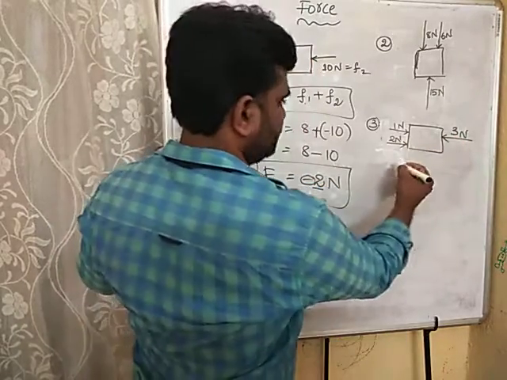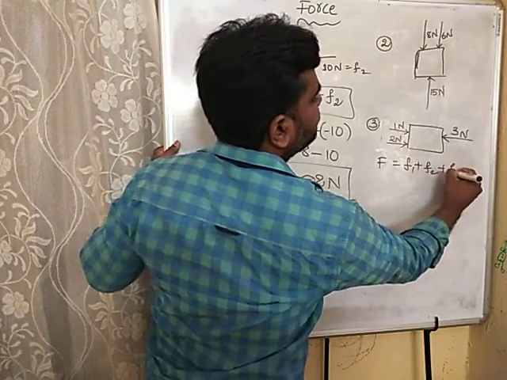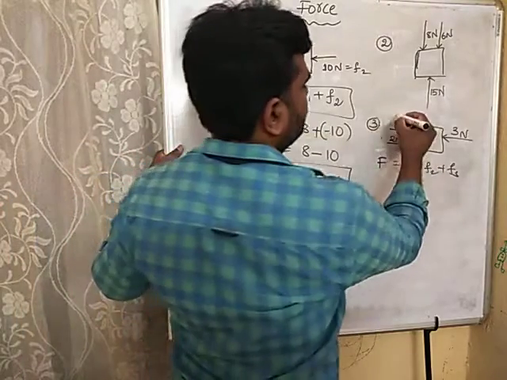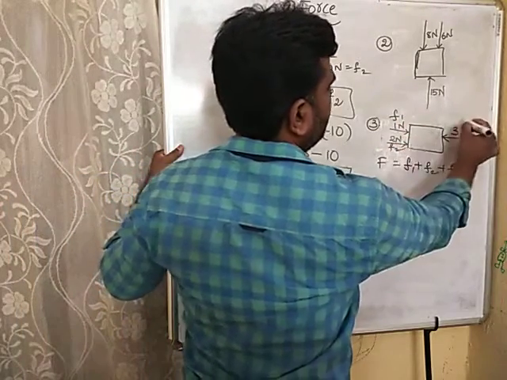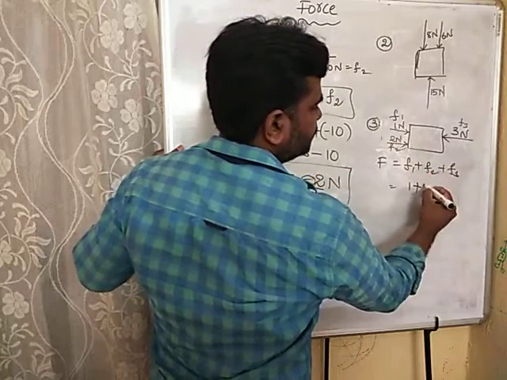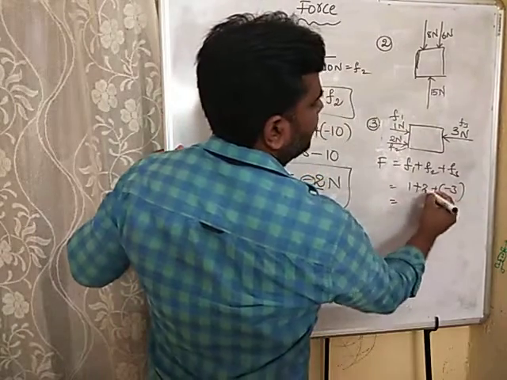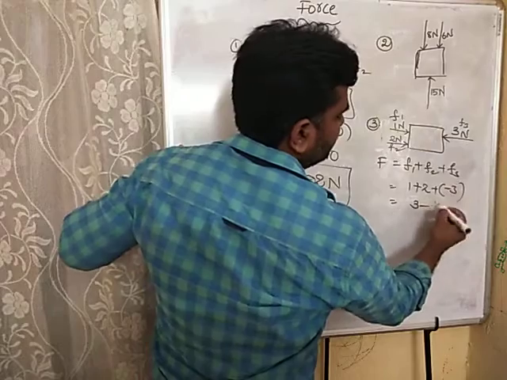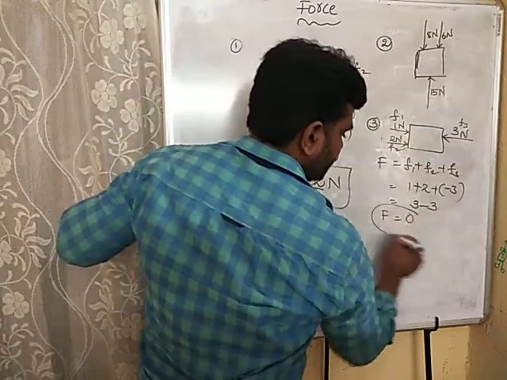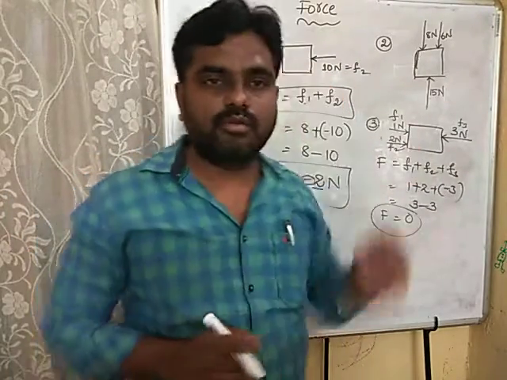As you know, I will explain. See, F equals F1 plus F2 plus F3. Why F3, sir? Because there are three forces, that means three types of forces: F1, this is F2, and this is F3. So F1 equals 1, F2 equals 2, and F3 equals minus 3. So 1 plus 2, 3, plus into minus, minus 3. So capital F equals 3 minus 3, which is 0. That means there is no net force acting on this body.